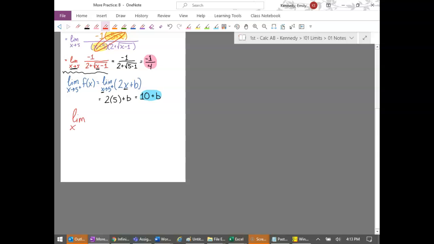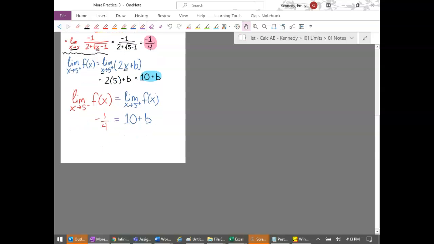Again, we need the limit as x approaches 5 from the left to be the same as the limit as x approaches 5 from the right. And we've already done the work to find each of those. The limit from the left, after a bunch of work, we got -1/4. The limit from the right, after a little bit of work, we got 10 plus b. And those need to match. The roads need to go to the same place. And so then, we're in good shape.